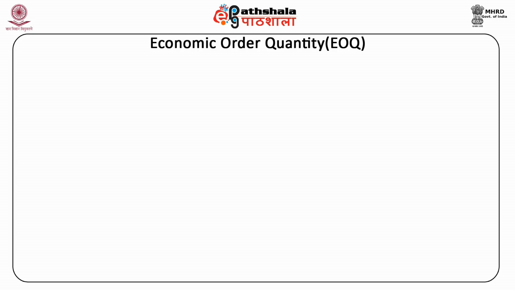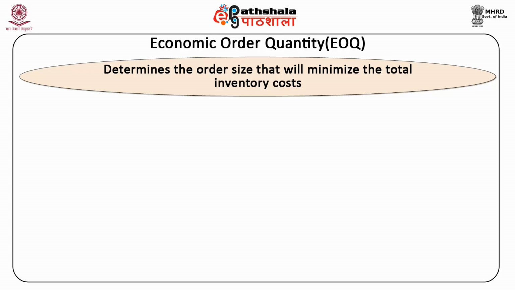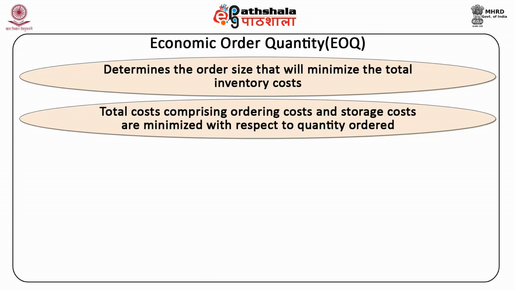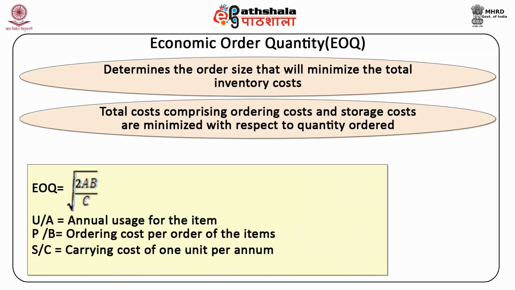Economic order quantity, in short EOQ. This technique determines the order size that will minimize the total inventory costs. The total costs, comprising ordering costs and storage costs, are minimized with respect to quantity ordered. Thus, EOQ is equal to the square root of 2UP upon S.